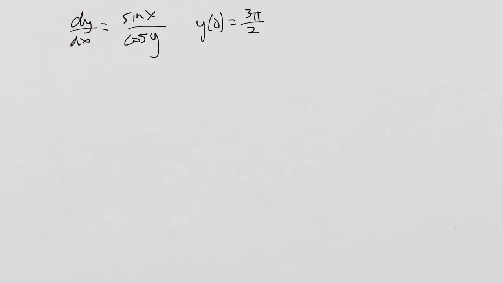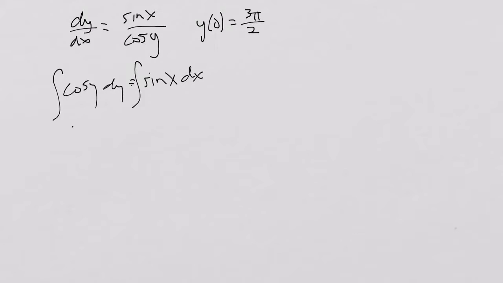I've got dy/dx equals sine of x over cosine y, and they tell me that y(0) is 3 pi over 2. So I'm going to cross multiply here. It gives me all my y's on one side, all my x's on the other side. That gives me cosine of y dy equals sine x dx. Can integrate.